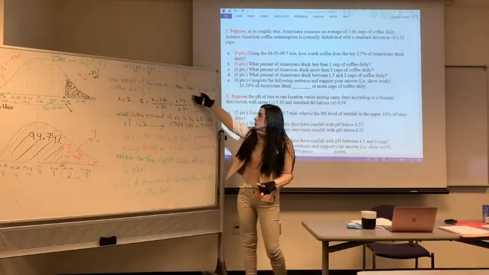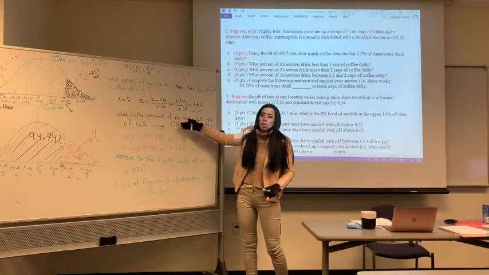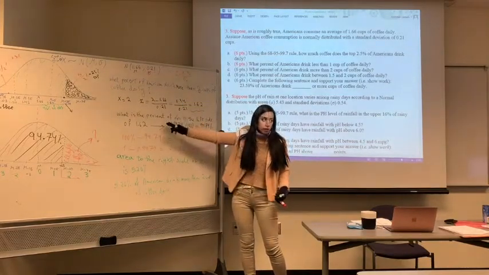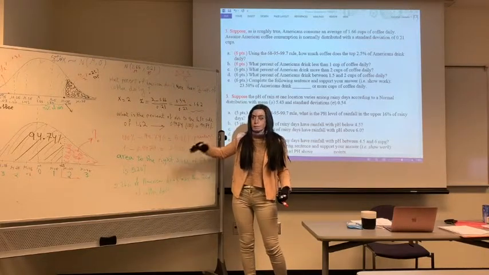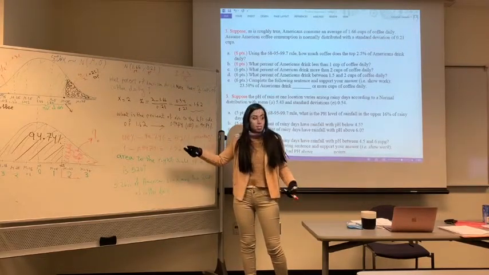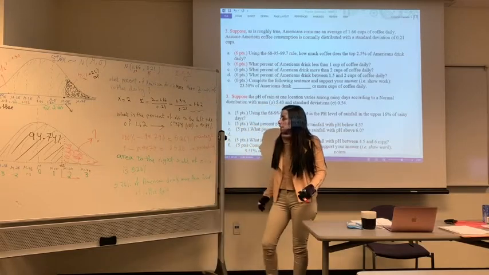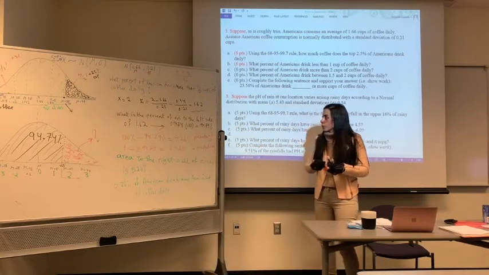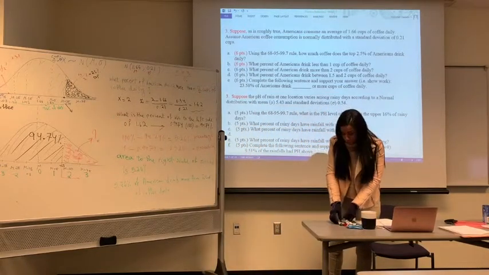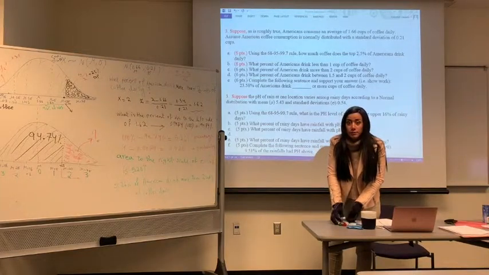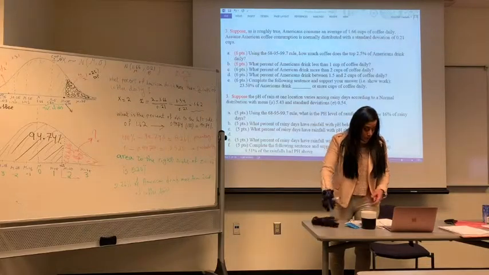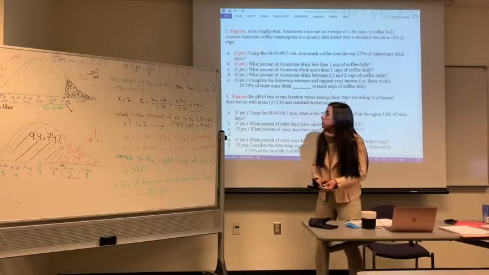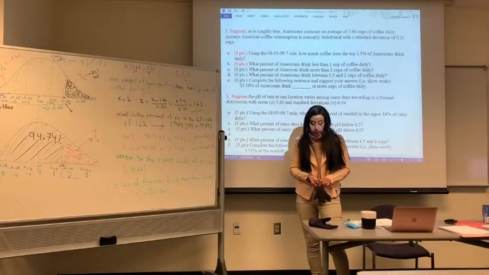So you have to go through all of this, find the z value, and then find the area to the left side of this z value, and then subtract that from 100%, or if you have a probability, subtract that from 1. And then this will be the answer. Do you have any question? No? Okay, so now other question.